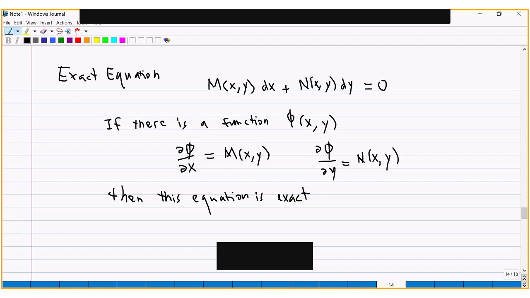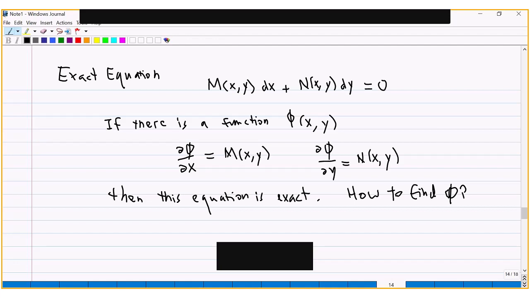The problem is, how do you find this function? Can you find this function easily? How do you find this function? Differentiate with respect to x, get M. Differentiate with respect to y, get N.